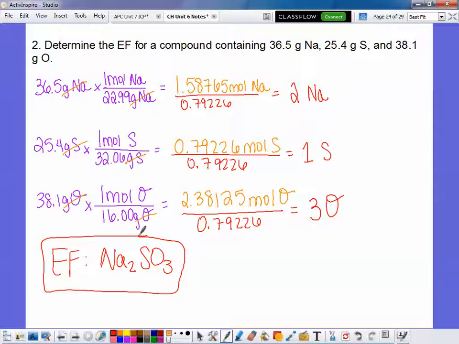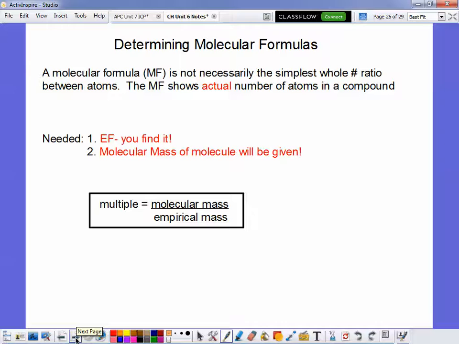All right, so that's empirical formula. That's what you're doing in your homework. Let's talk about molecular formula. Molecular formula, or the MF, is not necessarily the simplest whole number ratio between atoms. The molecular formula shows the actual number of atoms in a compound. All right, before we talk about how we find the molecular formula, let me explain why it's not necessarily the lowest whole number ratio.